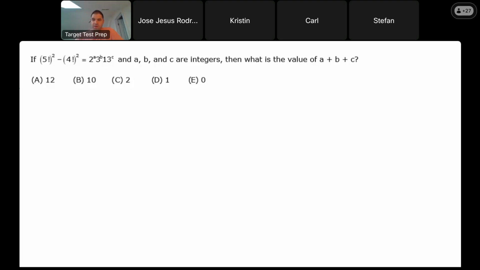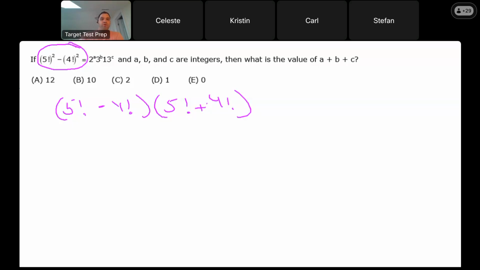So I see a lot of good, oh, perfect. Everybody got this right. So the key on this side here is seeing the difference of squares, right? So when you look at the difference of squares, you can easily do the math out here. So you can say, 5 factorial minus 4 factorial, 5 factorial plus 4 factorial, right?